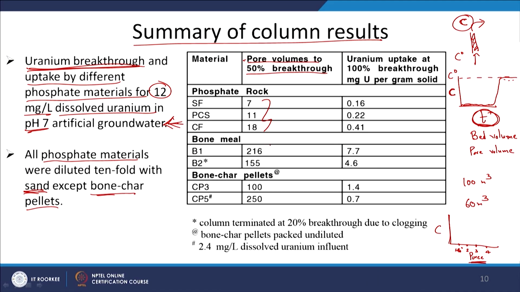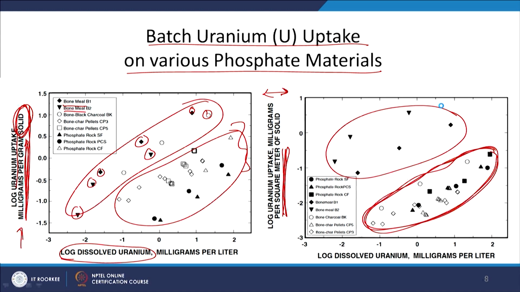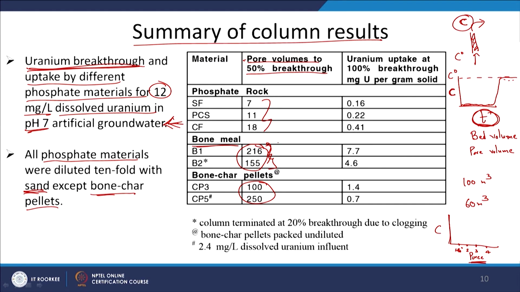So here you can compare that, and you see that typically bone meal, as we discussed earlier, seems to have better performance, and also slightly bone char pellets. This is something we looked at in the previous graphs, right? So you see that bone meal typically did better. Yes, and that's what you see here too, bone meal, and uranium uptake at 100% breakthrough. What does this give you an idea about? When you have 50% breakthrough, so 50% of C0, how much volume of water was it able to treat, right?